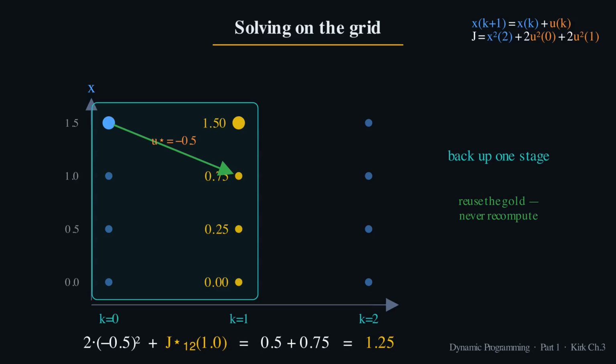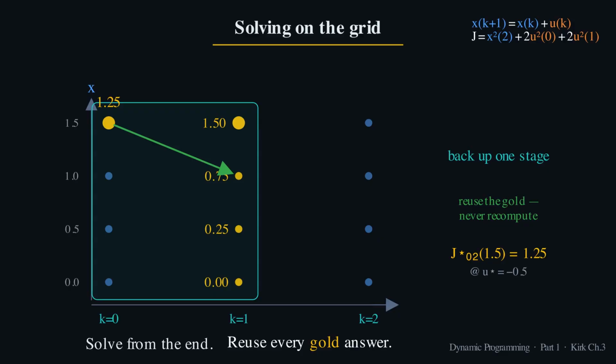Reuse, never recompute. For state 1.5, the best move costs a half now and lands where the gold already reads 0.75, total 1.25. Solve from the end. Reuse every gold answer. That is how the grid turns an impossible search into a handful of sums.